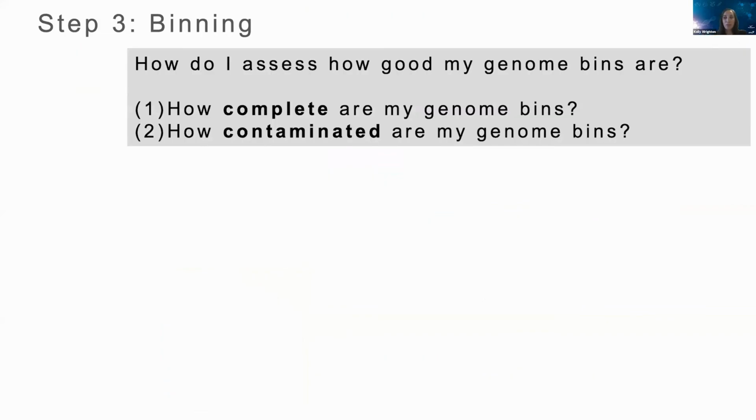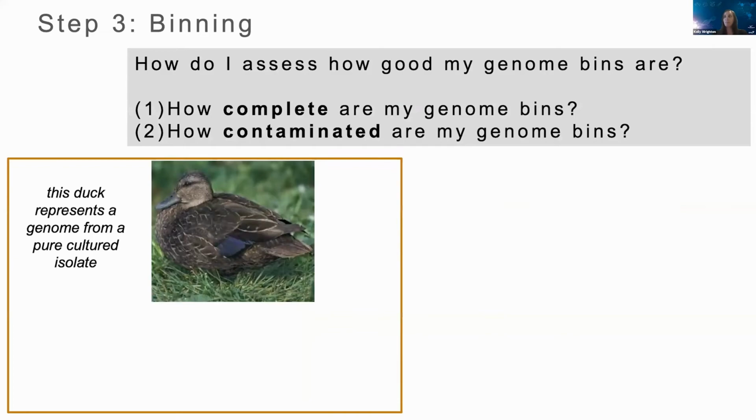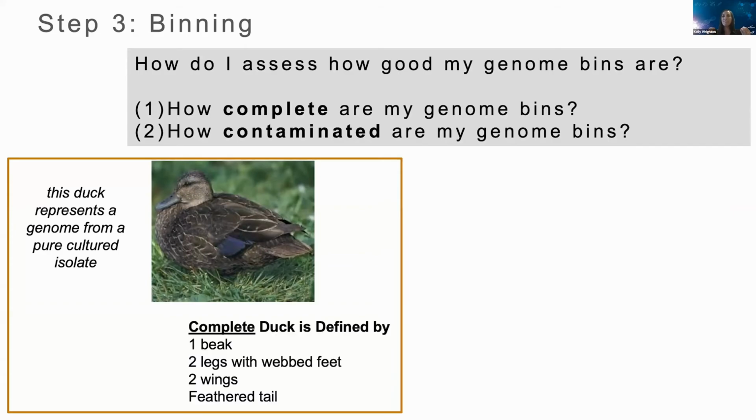Okay, how do I assess how good my bins are? So we're going to use completion and contamination today. This duck represents a genome from a pure cultured isolate. When you look at this duck, you're going to basically say, what are these duck parts? And you're going to inventory those. So you would say a complete duck genome is defined by having one beak, two legs with webbed feet, two wings, and a feathered tail.